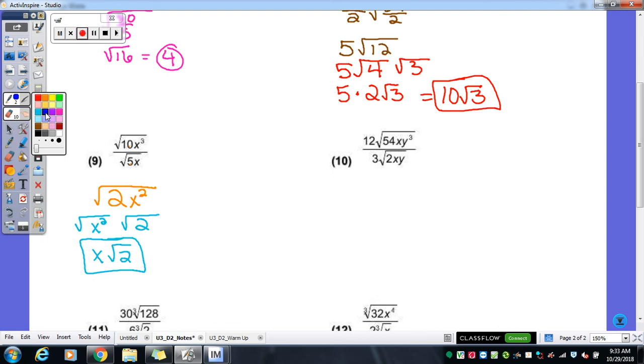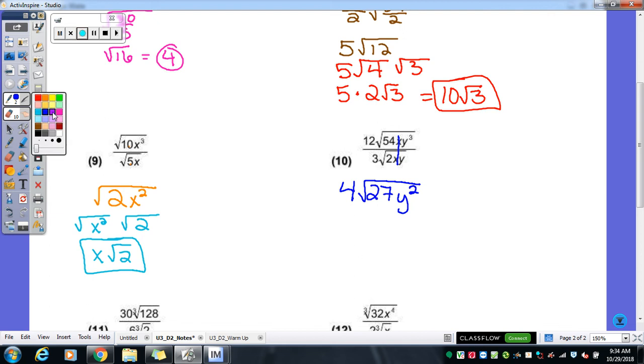All right, let's try number 10. 12 divided by 3 gives us a 4. So for underneath the radical, 54 divided by 2 would be 27. Our x's are going to cancel each other because they have the same exponent. So x to the first divided by x to the first is just 1. And then we would get y squared because y cubed divided by y to the first gives us y squared.